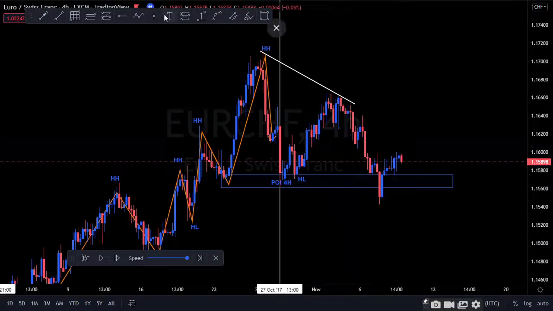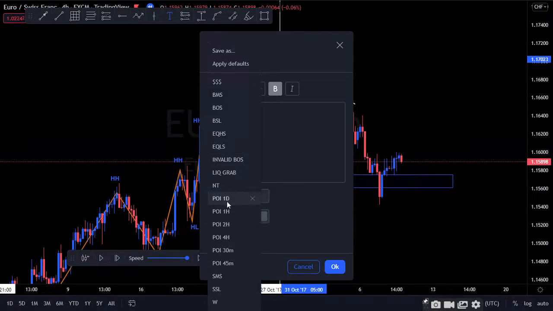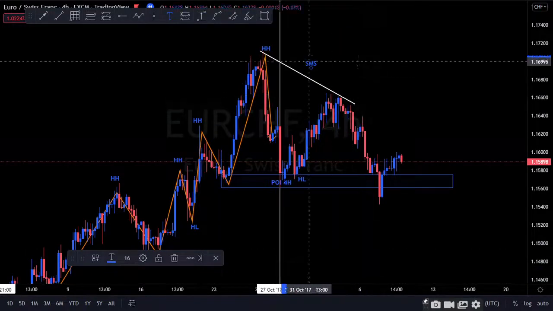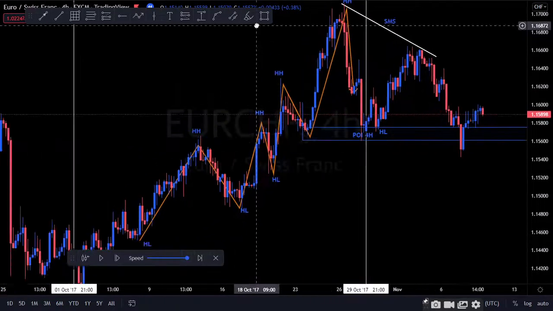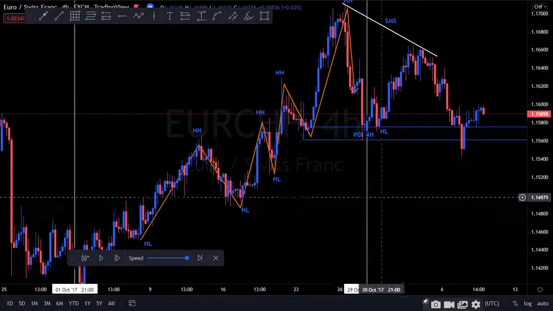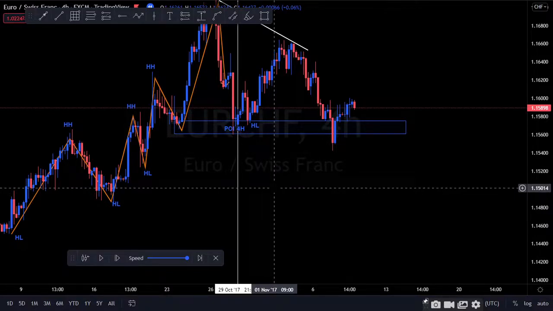So let's label it. We had our SMS over here, and then boom, we broke this structure. Next time I will talk about bearish market structure and then ranging. Good. So this is bullish market structure, as we can all see.